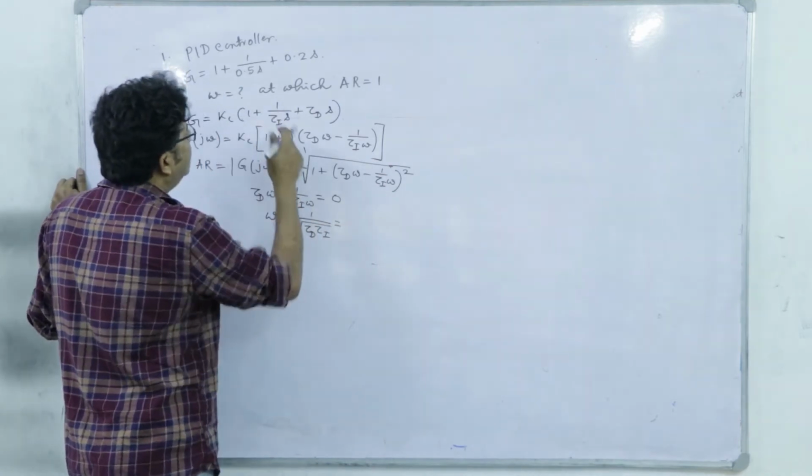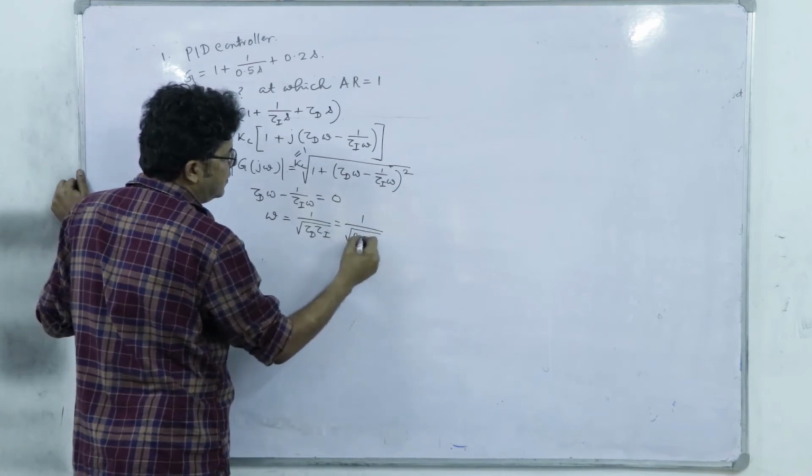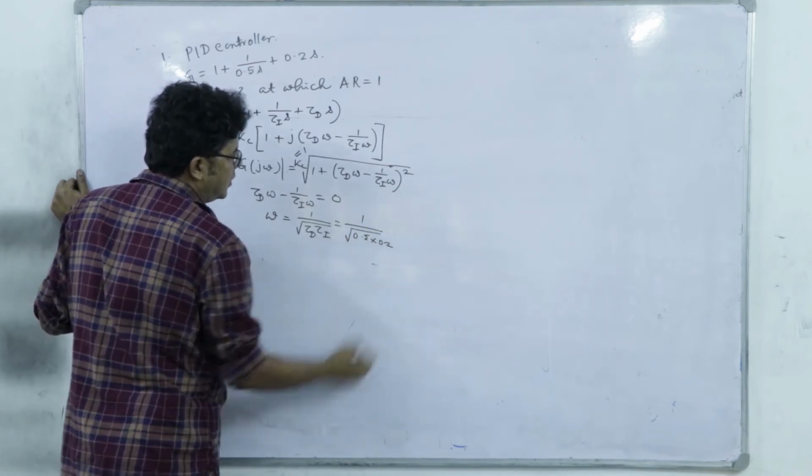Now, what is tau I? 0.5. What is tau d? 0.2. So, the answer is 1 divided by the square root of 0.5 into 0.2.